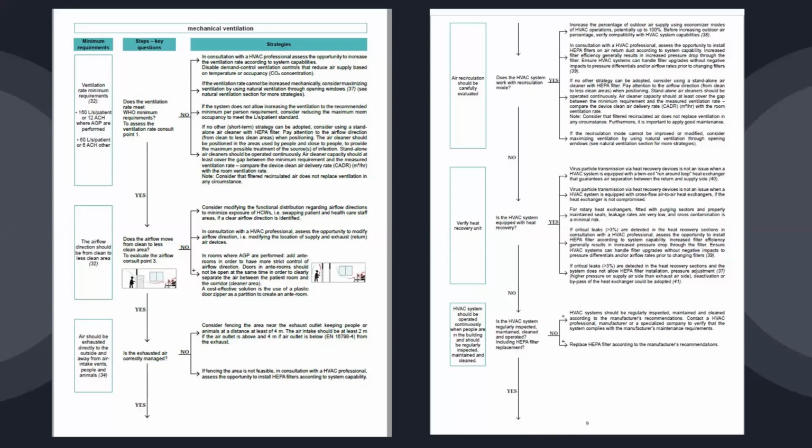opening windows. If the system does not allow increasing the ventilation to the recommended minimum per person requirement, consider reducing the maximum room occupancy to meet the liters per second per patient standard. If no other short-term strategy can be adopted, consider using a standalone air cleaner with HEPA filter.